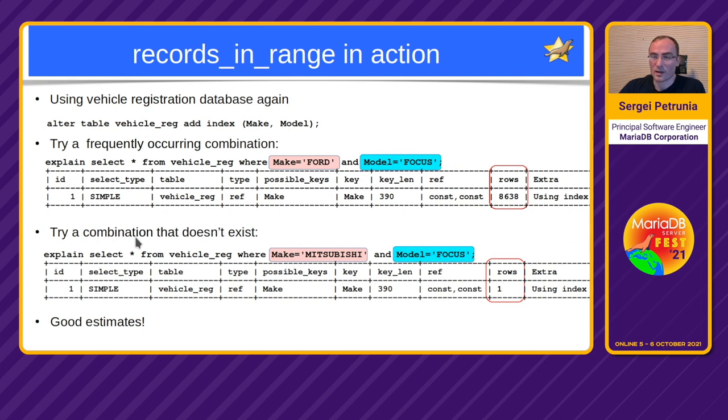And then let's try a combination that doesn't exist, like Mitsubishi didn't make a Focus, and we get an estimate of 1, which is basically 0 bumped up in order to not cause a multiply by 0 meltdown in the optimizer. So you see the estimates are actually good.